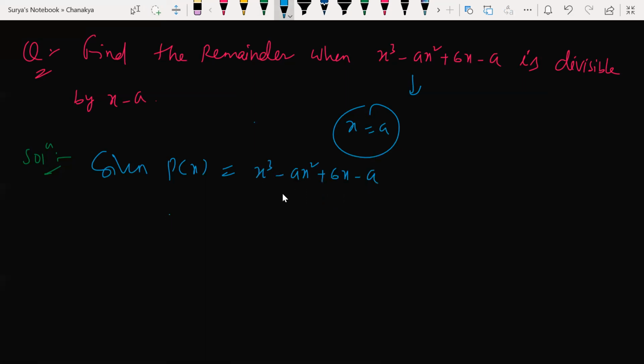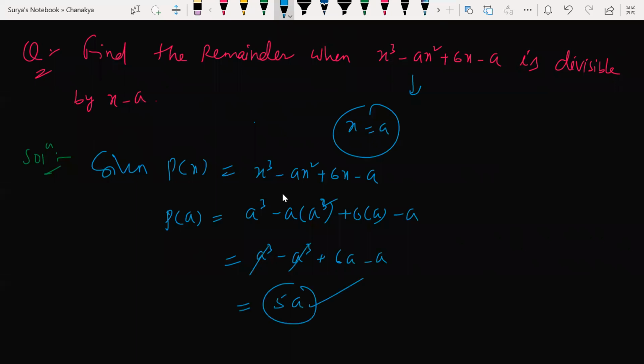Where will they go? Lalit. No, sir, I mean a cube and a cube, if you multiply. Yes, sir. Sir, it's a square, not a cube. A square a cube, yes, minus. A cube and a cube will go, they'll cut off, and then 6a minus a. This is the answer. Yes, the answer is 5A. Next question, shall we go?